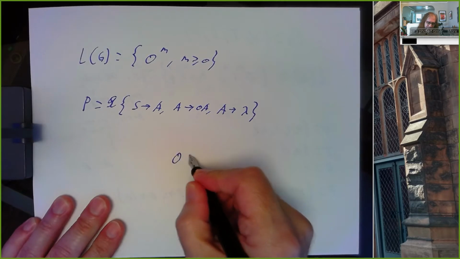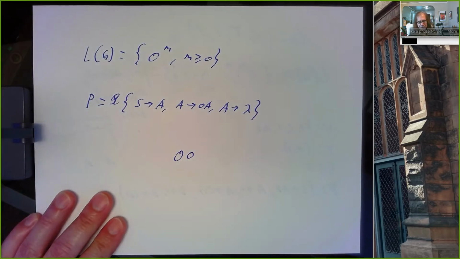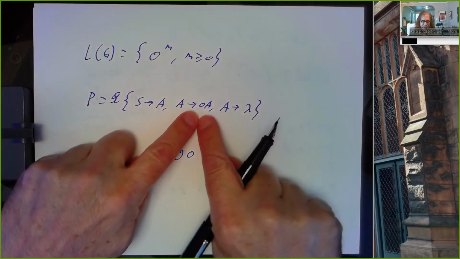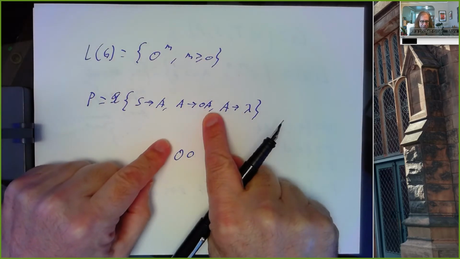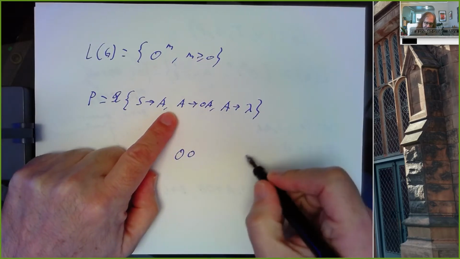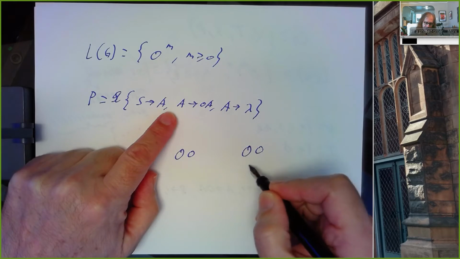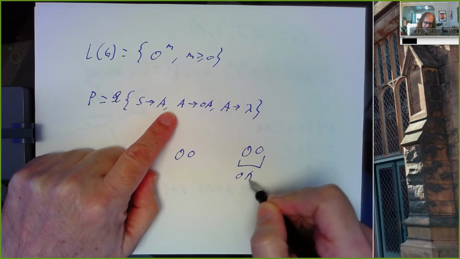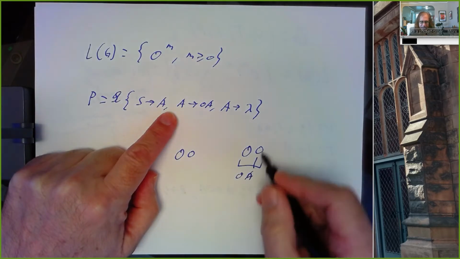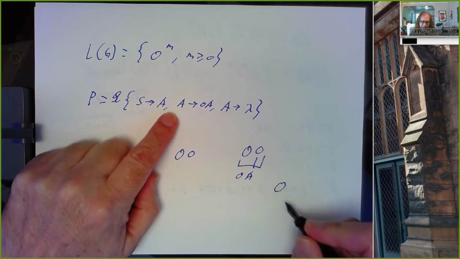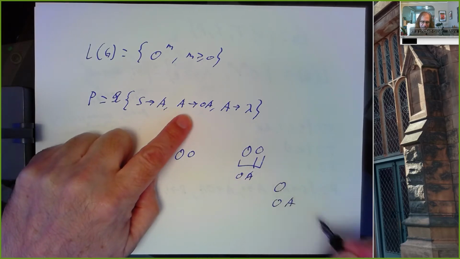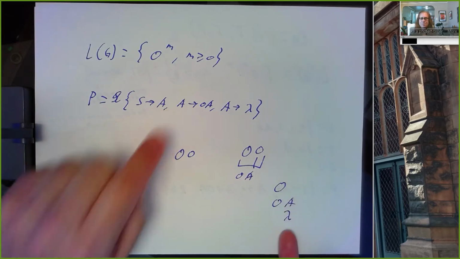So my string 0, 0, well, this would be a 0 followed by an A. And so, right, this is 0 followed by A. And the reason that 0 is an A is because it's a 0 followed by an A, where this A is the empty string.